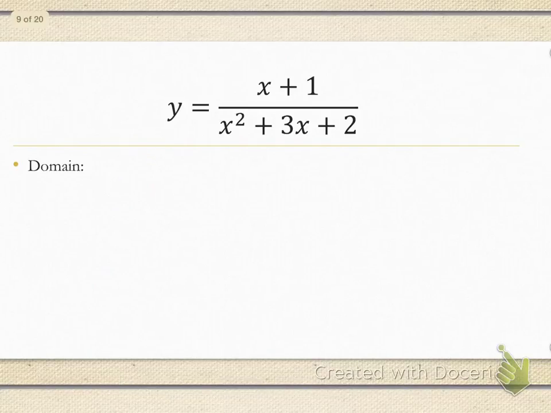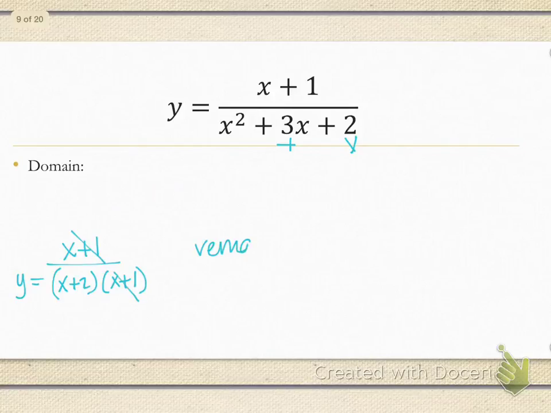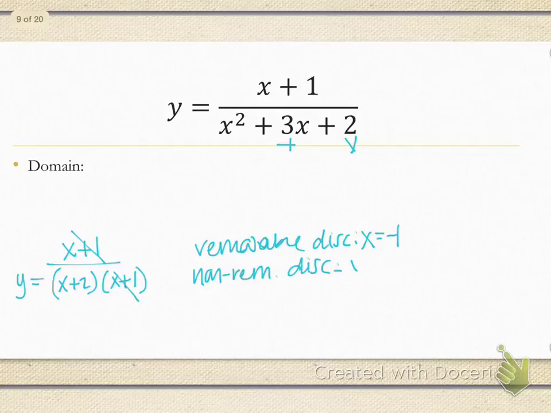Okay, my next one, I got x plus 1 on top. My bottom, what multiplies to get me 2, adds to get me 3, so x plus 2 and x plus 1. So I have removable, because I removed it, discontinuity at x is equal to negative 1. And then I have non-removable at x is equal to negative 2. Because when I plug negative 2 in, I get 0. When I plug negative 1 in, I get 0.